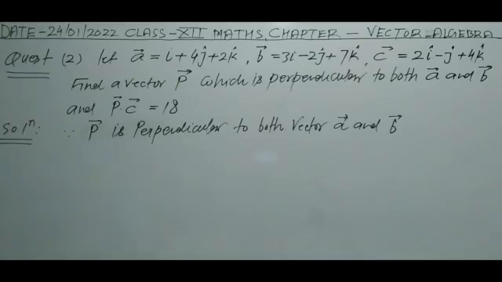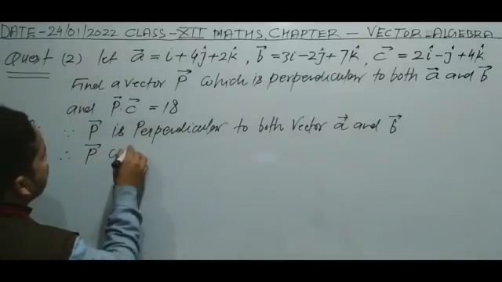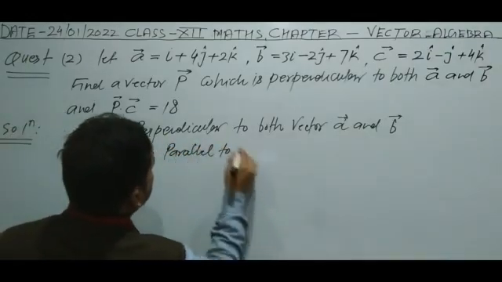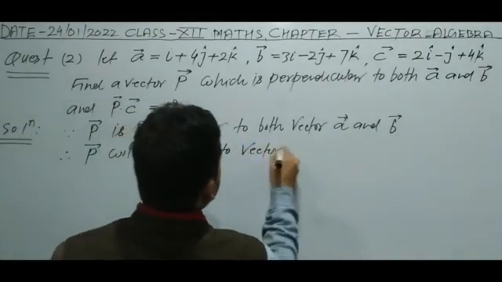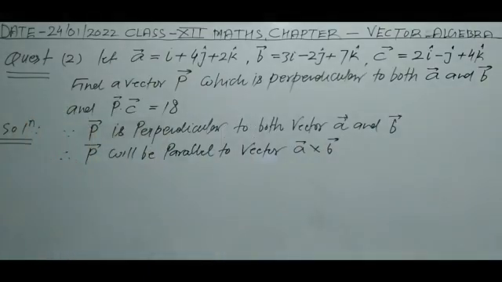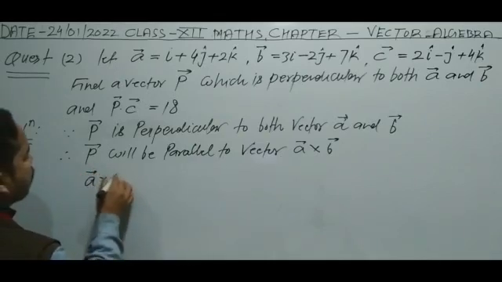Now what we can write? P is parallel to vector A cross B. Therefore, vector P will be parallel to vector A cross vector B, because this is the vector perpendicular to the direction of vector A and B. Then we have to calculate A cross B.